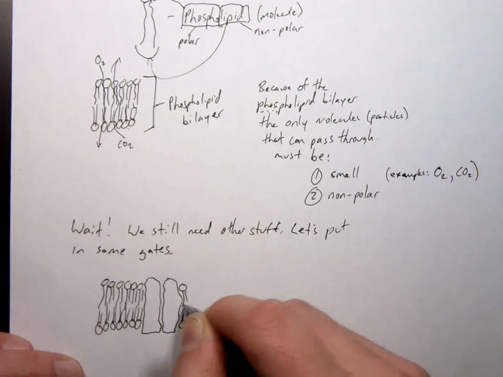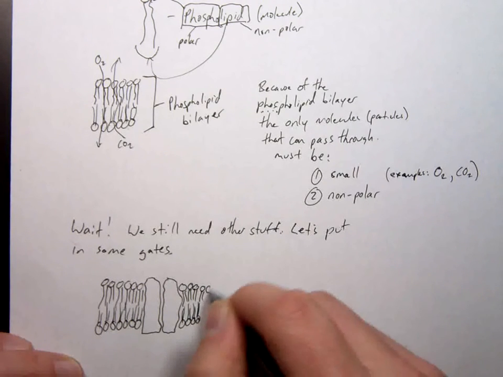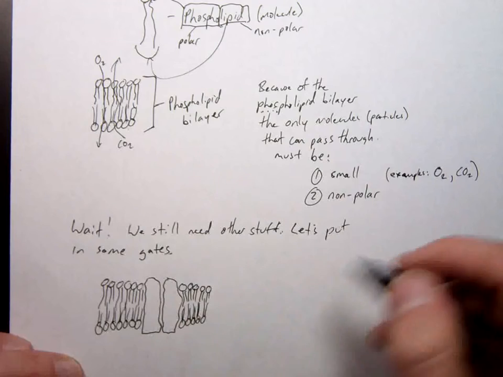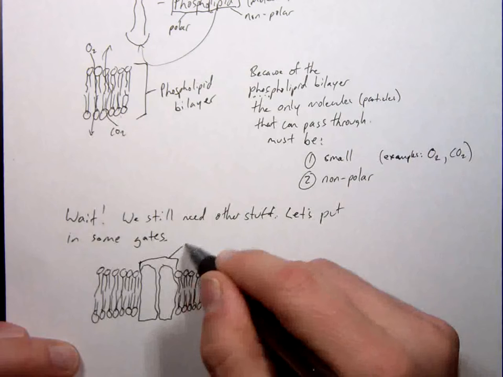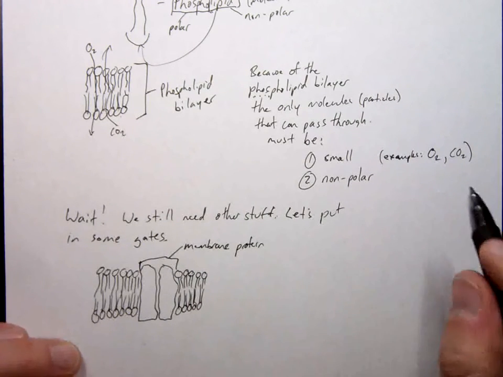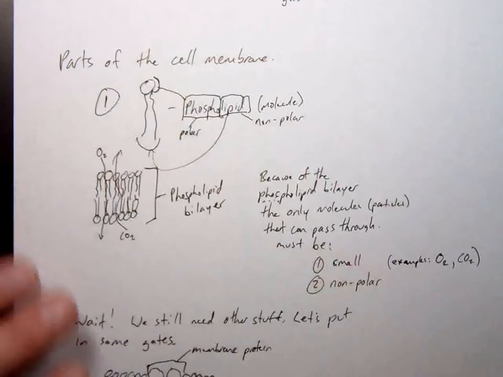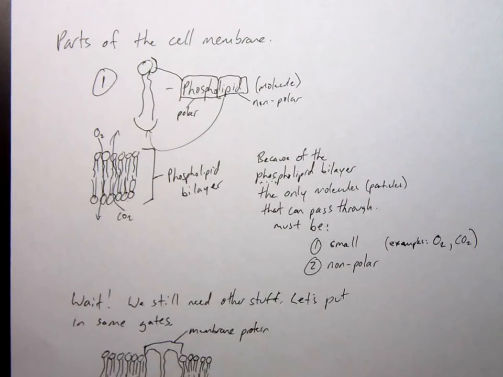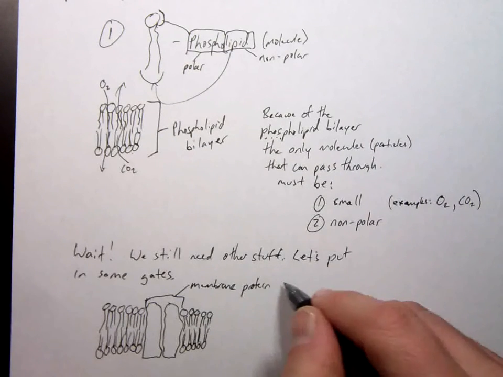That's a what again? Phospholipid bilayer. And what is this gate that I just stuck in there called? Protein. Yeah. That is a membrane protein. So, parts of the cell membrane. Let's come back up here. Put a big number 1 next to the phospholipid. It is number 1 by quantity and by priority. There's a ton of those things and we have to have them. Number 2, membrane protein.